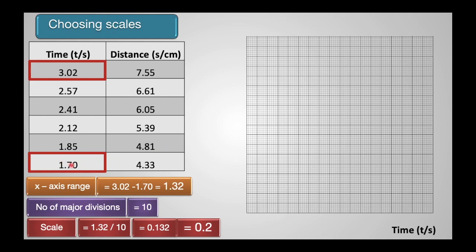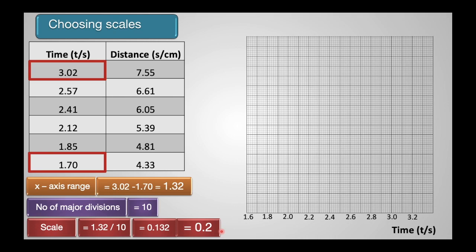The first value is 1.7. You don't need to start from 0. Our aim is to get a big enough graph. For that you can always break the axis. For example, I am starting from 1.6. I have to plot with a difference of 0.2. Means the next value should be 1.8. So this is the best scale for the x-axis.